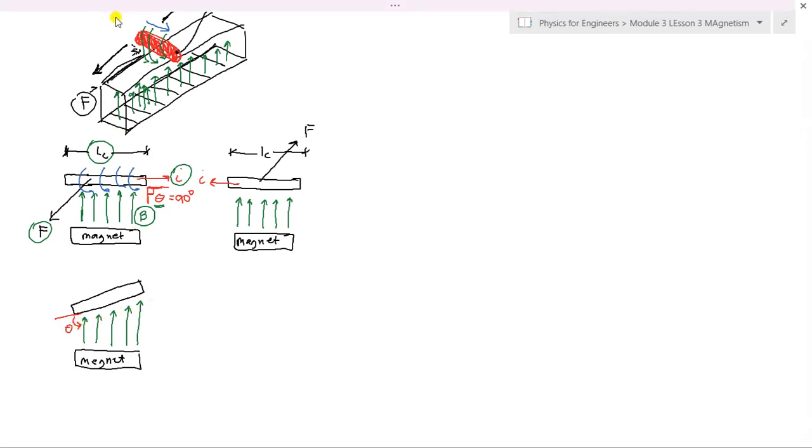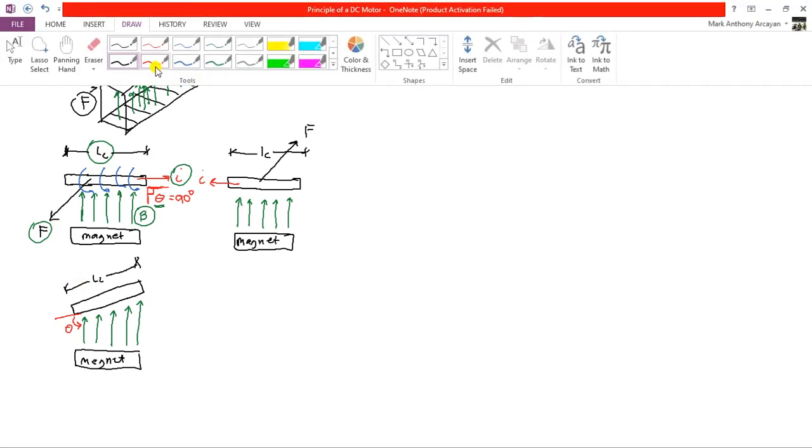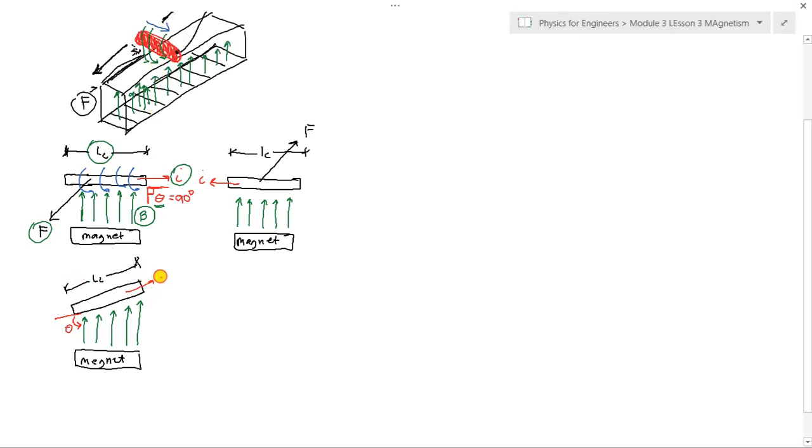So, less than 90 degrees. Again, this is still LC, the length of the conductor, and we still have our current I. So the relationship with our angle is important.